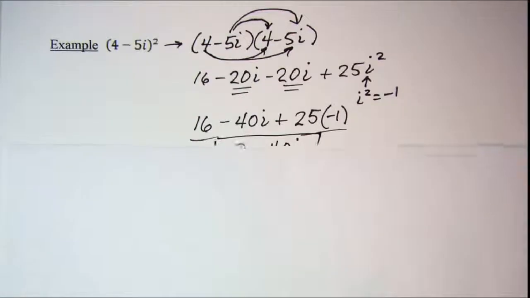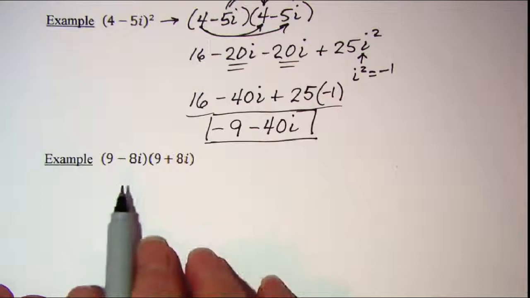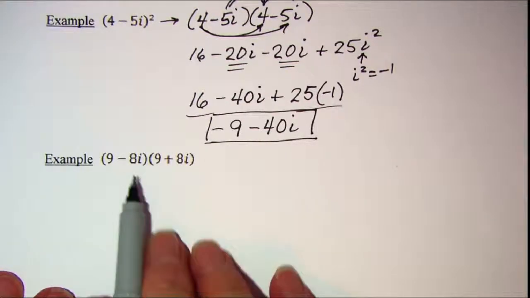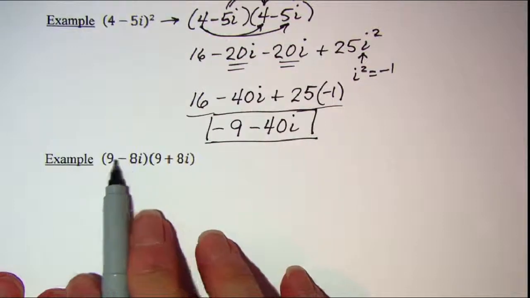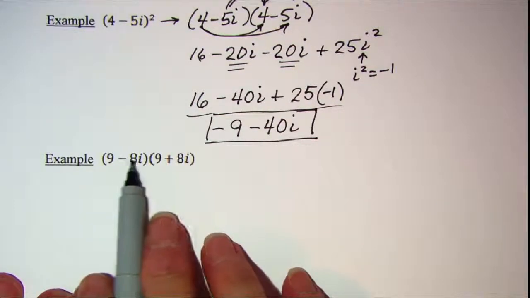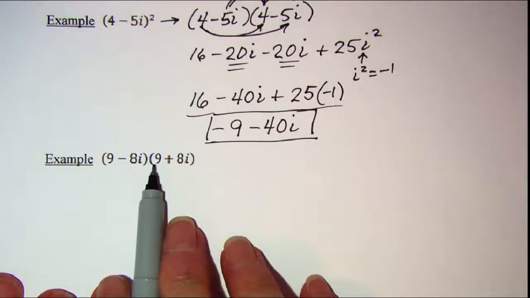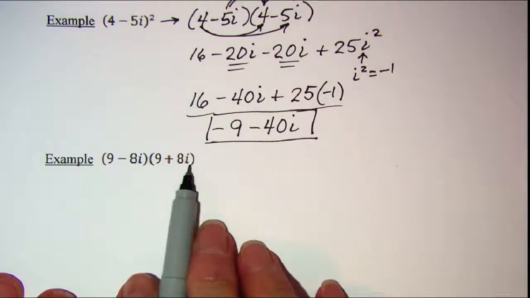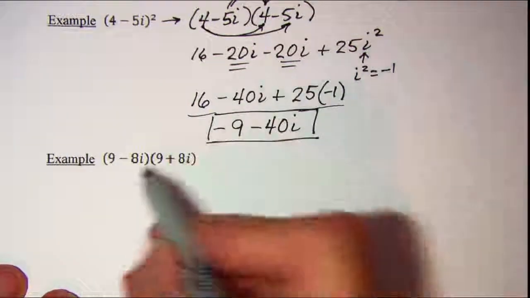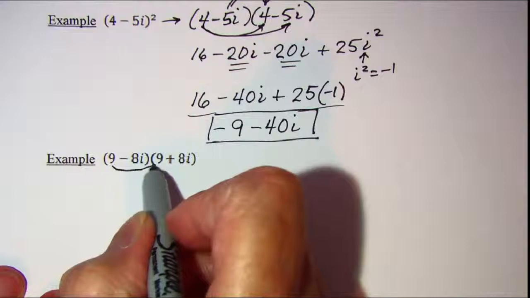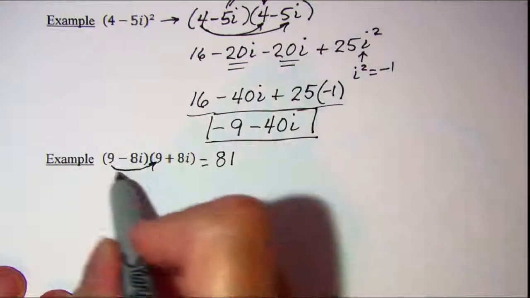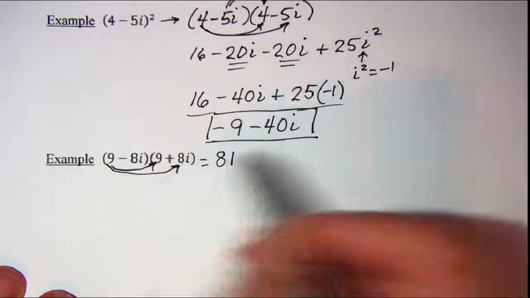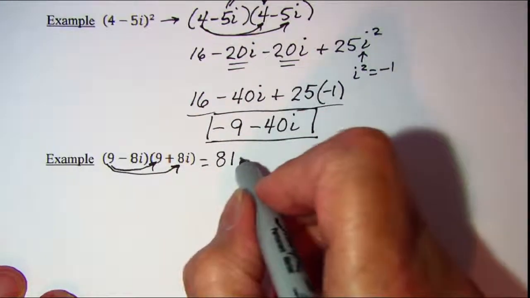One more example. Let's just use FOIL on this. The thing we'll notice here is that these are conjugate binomials. We have 9 minus 8i times 9 plus 8i. So when we multiply, 9 times 9 is 81. 9 times 8i is 72i.